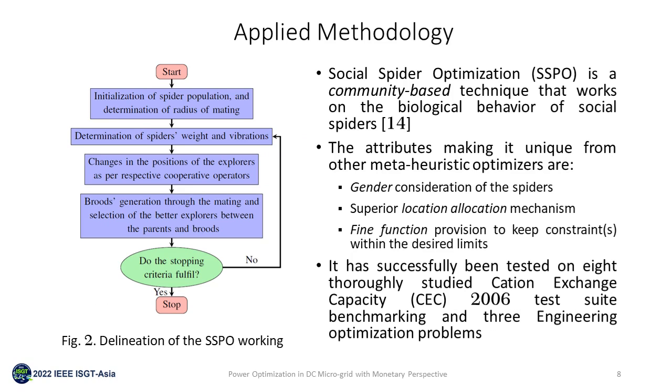We are utilizing social spider optimization, SSPO, a metaheuristic optimizer, which is a community based technique and works on the biological behavior of the social spiders. What features are unique about this? The gender consideration of the spiders, superior location allocation mechanism, fine function provision to keep constraints within the desired limits, and it has successfully been tested on 8 thoroughly studied CEC 2006 test suite benchmarks, as well as 3 engineering optimization problems. Figure 2 depicts the working of the social spider optimization.